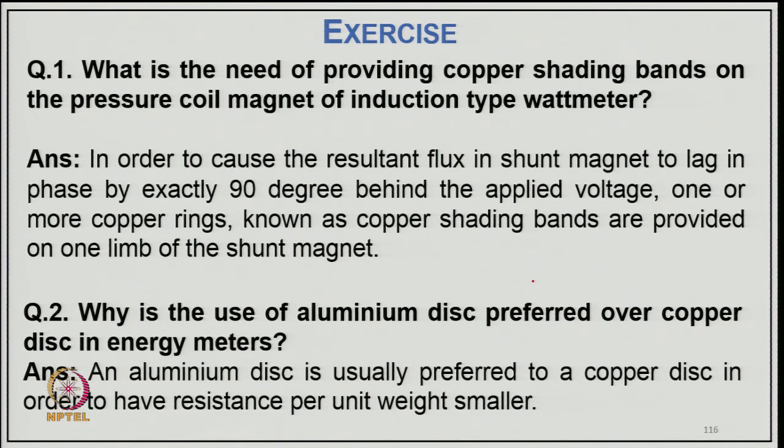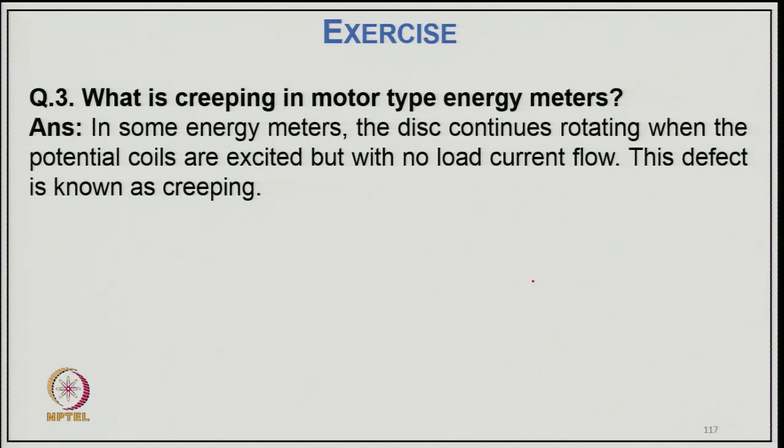Why is an aluminum disc preferred over a copper disc in an energy meter? An aluminum disc is usually preferred to a copper disc in order to have a smaller resistance per unit watt. What is creeping in a motor type energy meter? In some energy meters, the disc continues to rotate when potential coils are excited but no current flows. This effect is known as creeping.